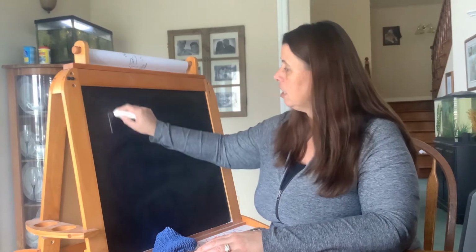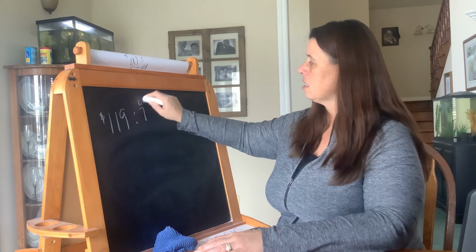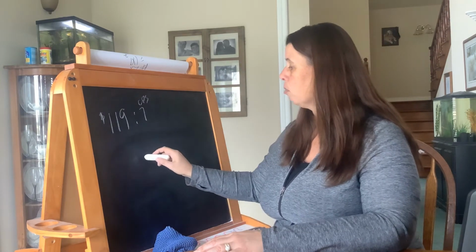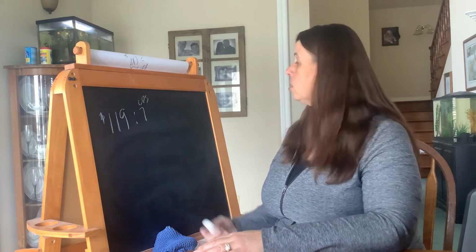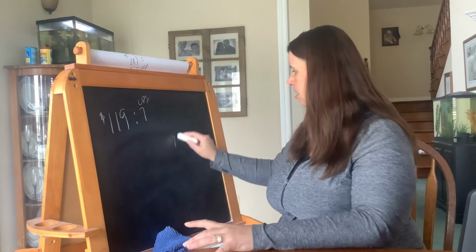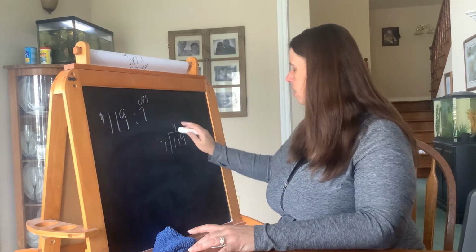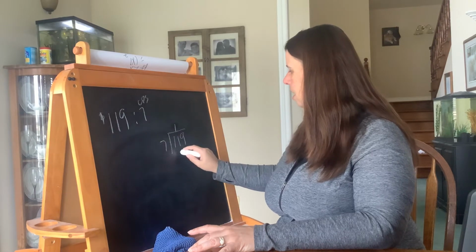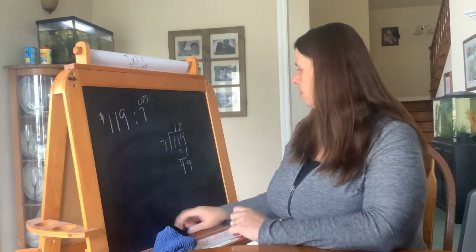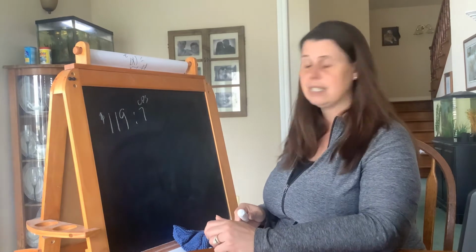So they have $119 for 7 CDs. Okay? So we got to get this down to a per 1, right? So I'm hoping that 7 goes into 119. Let me think about this. 119 divided by 7. 7 goes into 11 one time, which is 7 with 4 left over, and 7, so it's 17. So 7 goes into 17, 119, 7 times.